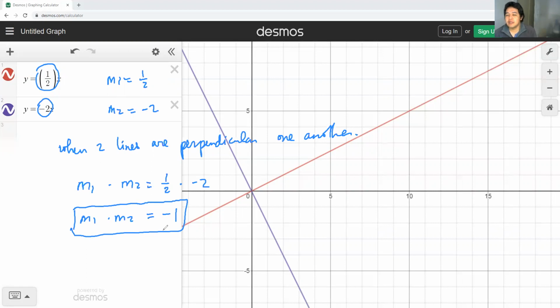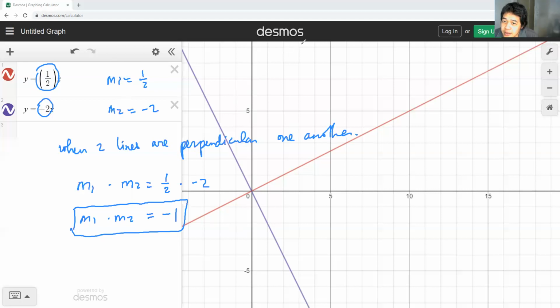So this is another important thing about slope. When you have two lines that are perpendicular to one another, the first slope times the second one equals minus 1, right? So now I want to show you also some other important lines.